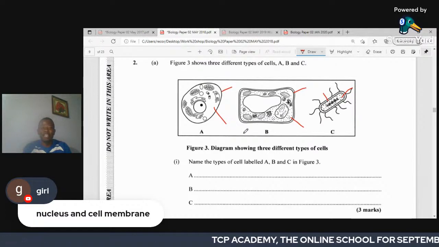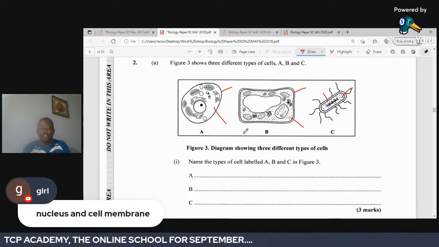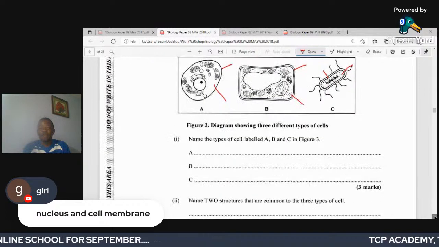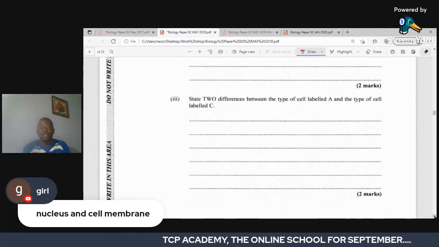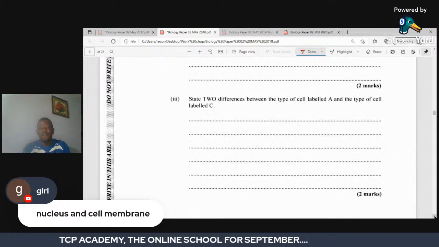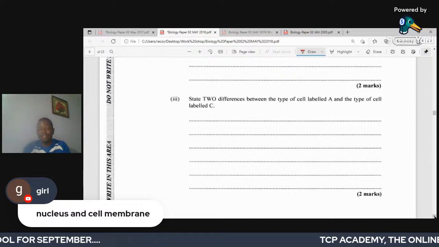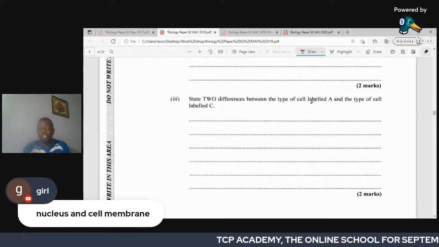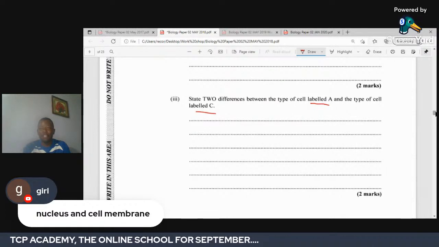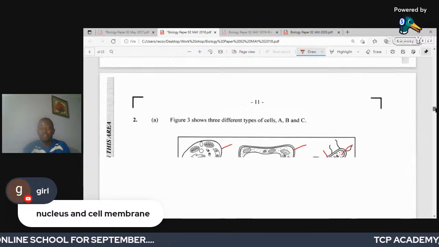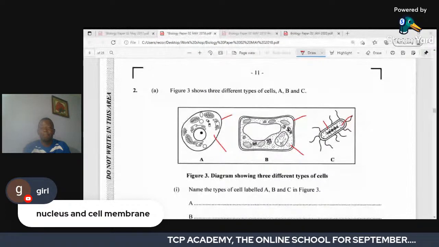So those are things that are easily seen. You don't have to wonder whether it has it or it doesn't. You can just see it at a glance. All right, let's move right along. Name two structures that, oh, we did that just now. State two differences between the type of cell labeled A and the type of cell labeled C. So I want two differences between A and C. Write that in the chat for me. Remember what A and C are? Two differences.